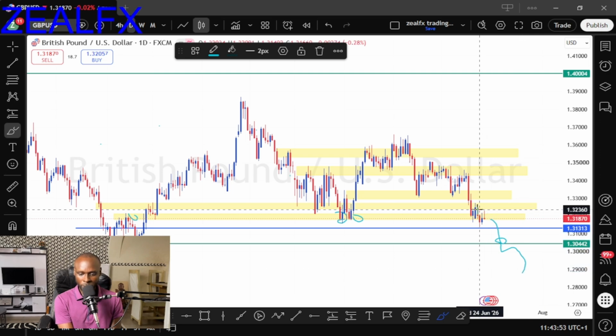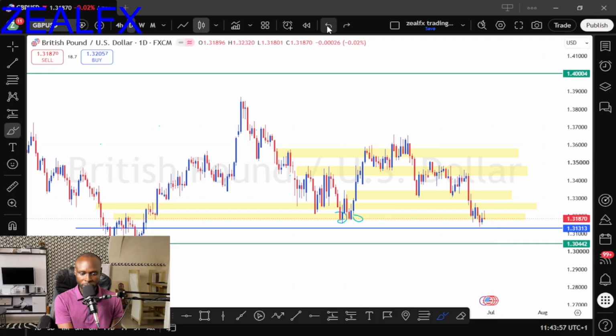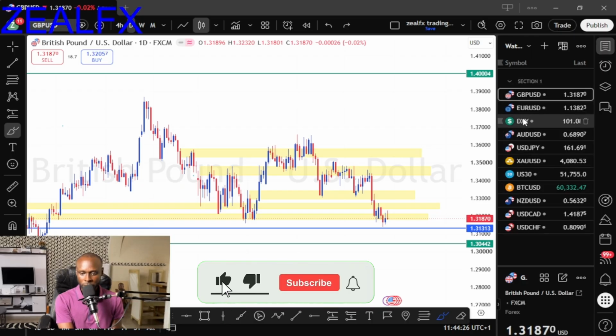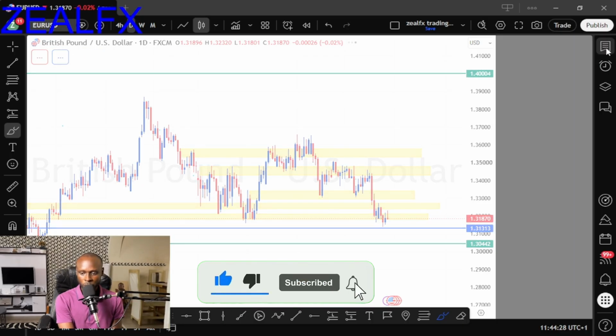So long as price is holding around this daily resistance zone, which is a strong resistance zone, we expect price to keep pushing lower for the Pounds USD. You can also see that we have a bearish trend on the Pounds USD. So long as we have this bearish trend, expect price to keep pushing lower. Let's look at our next pair, which is the Euro USD.